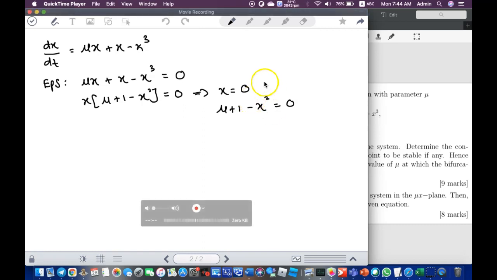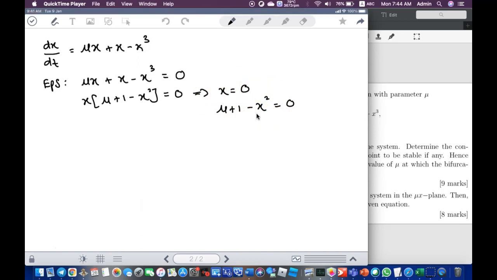For sketching, it is easier to let mu equal to something in terms of x. But to get the equilibrium points, you have to have x equal to something, because an equilibrium point is a specific value of x, so you have to rewrite this as x in terms of mu. From here we have x squared equal to mu plus 1, and x is given by plus or minus the square root of mu plus 1.